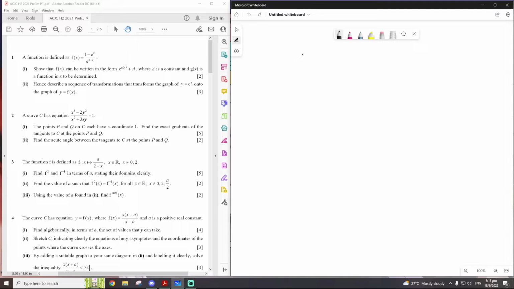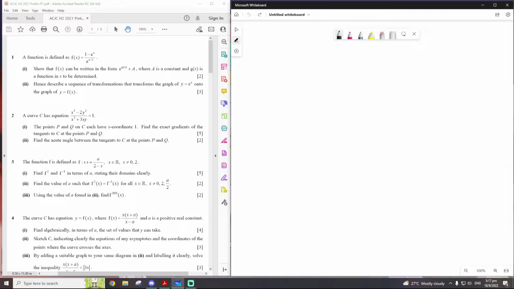I'm going to go through some of the prelim papers that I have. So I'll probably go through for 2021. I have the papers for ACJC, Hwa Chong, Raffles, NJC. I'll probably go through some of those if I can. But right now we're going to go through ACJC 2021, paper 1, questions 1 to 6.